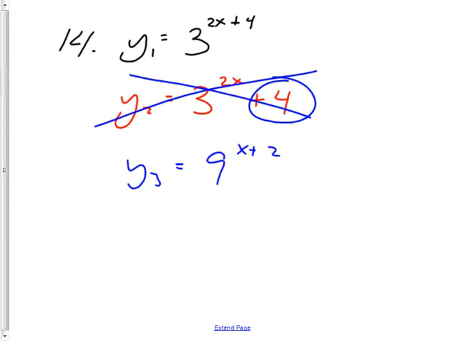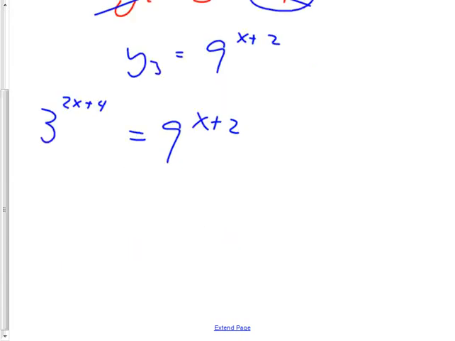Okay, so now how do I prove that y1 and y3 are really equal to each other? You can't just say y1 and y3. How do you prove it? You'd say 3 to the 2x plus 4 is equal to 9 to the x plus 2. And if you want to prove something, you leave one side of the equation alone, and you work with the other side.